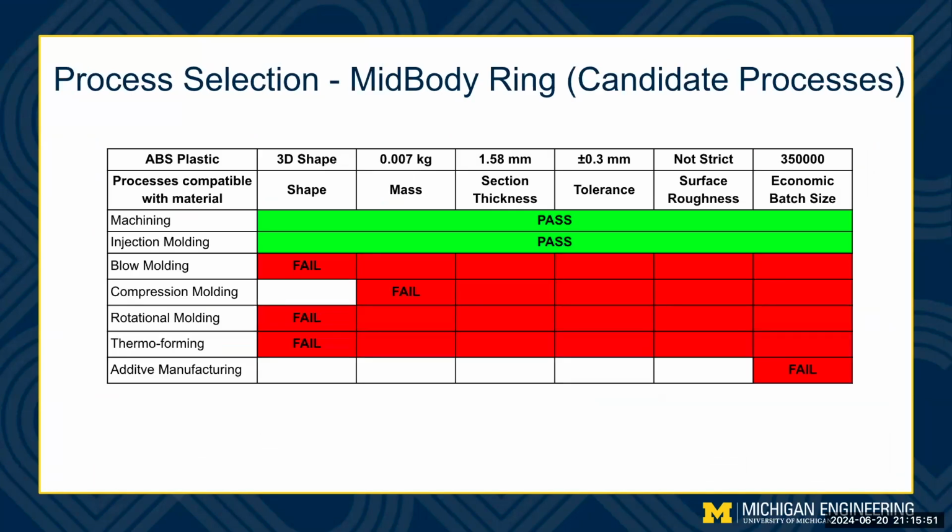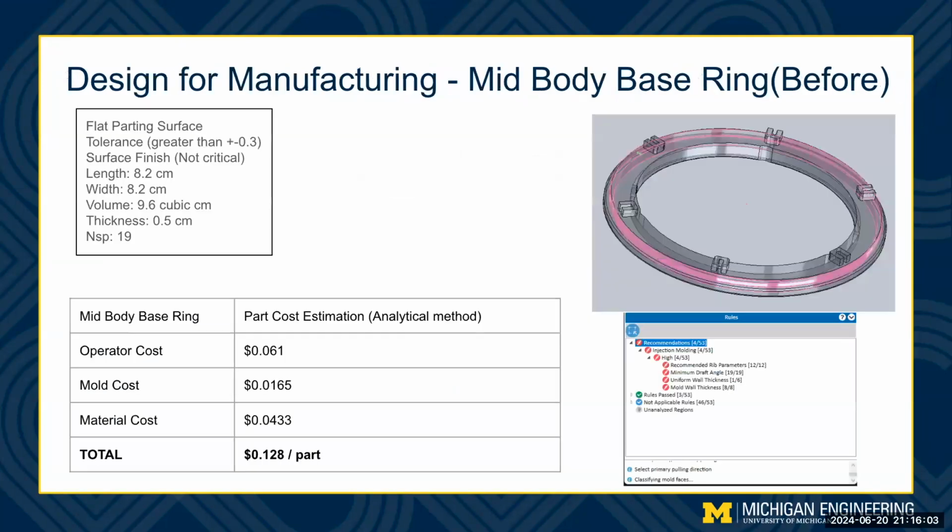In terms of process selection, we took ABS to be the main material, and we were able to narrow down our processes to machining and injection molding. And for the purposes of this part, we selected injection molding. We analyzed the part using DfM Pro for the design for manufacturability aspect. We were suggested 4 main changes from DfM Pro.